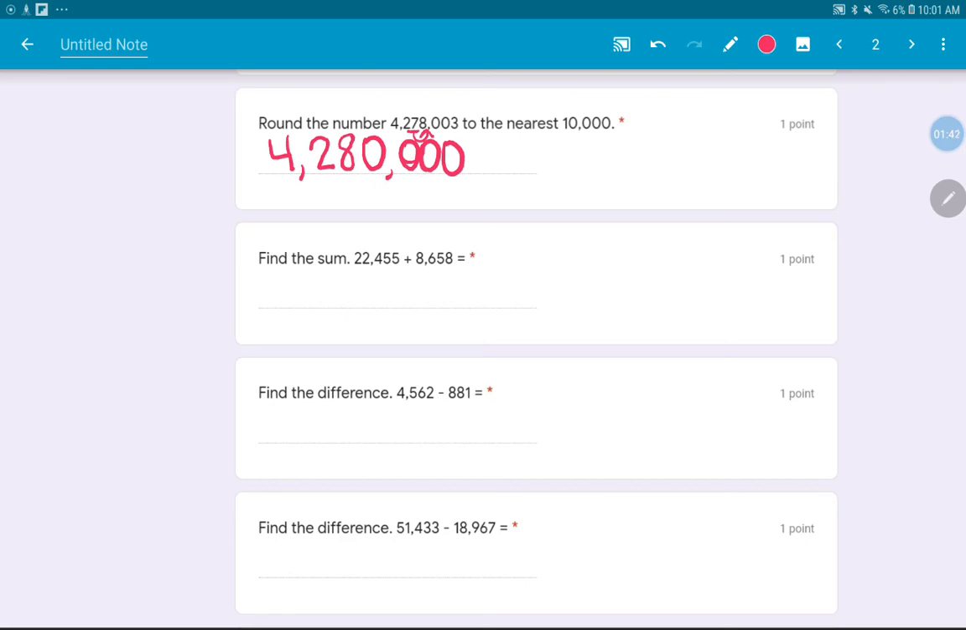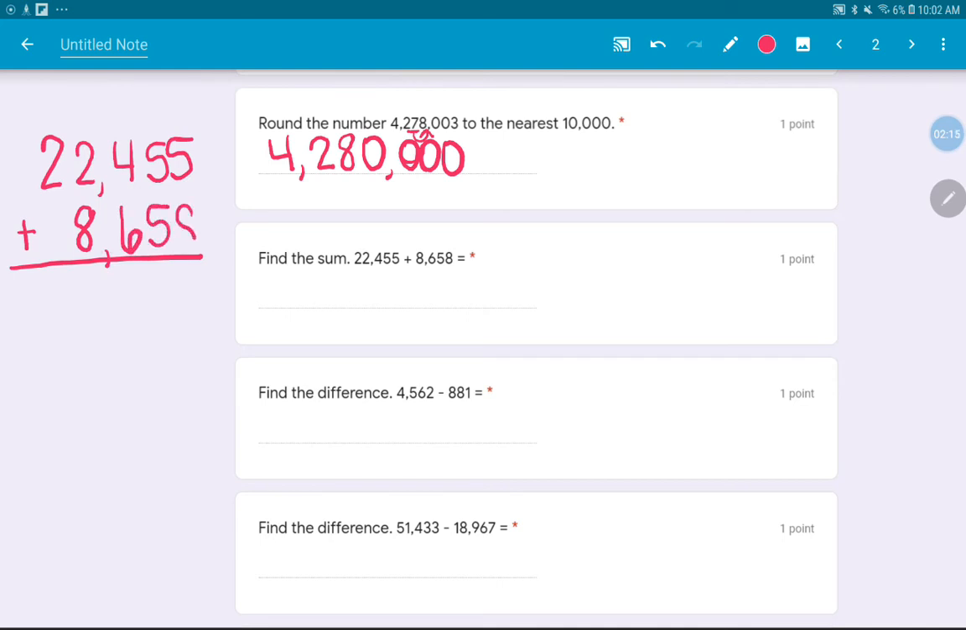Next, we're finding the sum. What does that tell me that I need to do, Ansley? Add. I'm going to add 22,455 plus 8,658. Where do I put the 8,658 if I'm stacking these up to add them? Below the 2,000. Where at, Ansley? Below the 2,000. Got to make sure that I line those place values up. The 8 goes in the thousands place value.